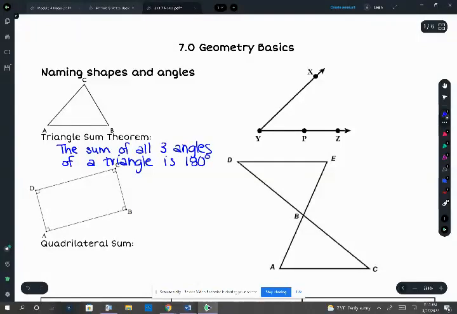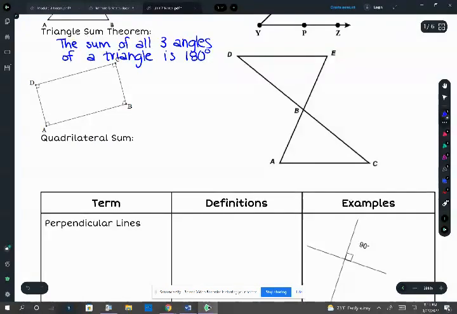And the same thing's going to happen with a quadrilateral. So a quadrilateral just is anything with four sides. And so as we look at that, if we think about a quadrilateral, it's made up of two triangles. And so if we have two triangles that add up to 180, then a quadrilateral would add up to be 360. So we'll say the sum of the four angles of a quadrilateral is 360.